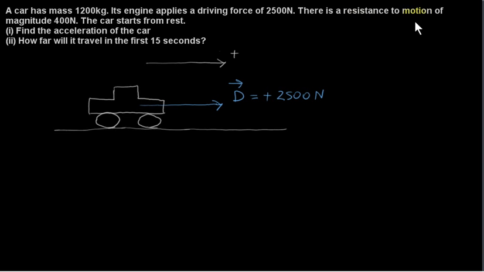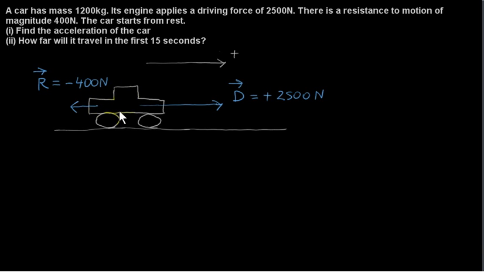Now we have a resistance to motion of magnitude 400 newtons. So this force points in a direction opposite to the motion of the car. So the resistance force points to the left, not surprisingly. I'm going to call this force R. Now, following our convention, vectors pointing to the right are positive, so vectors pointing to the left are negative. So vector R is minus 400 newtons.